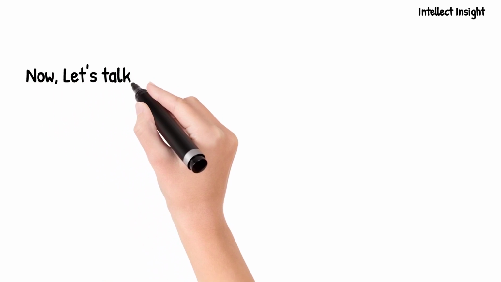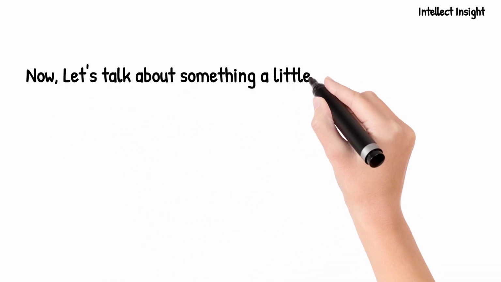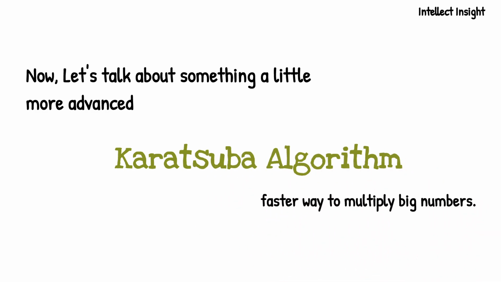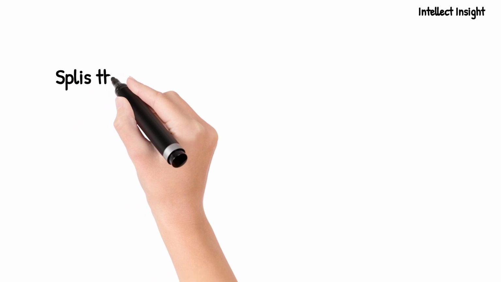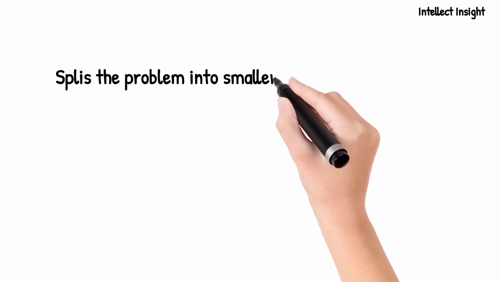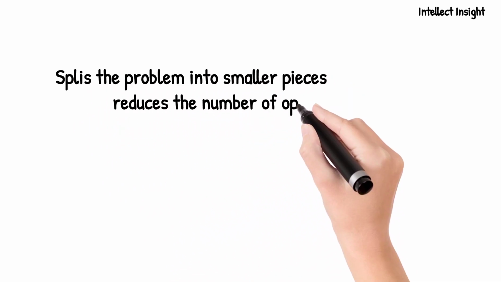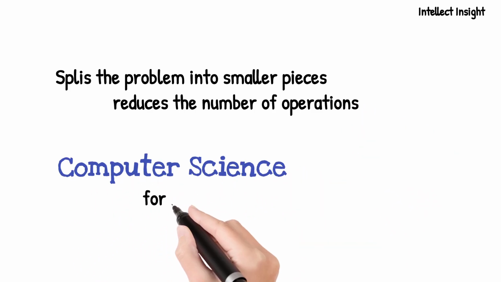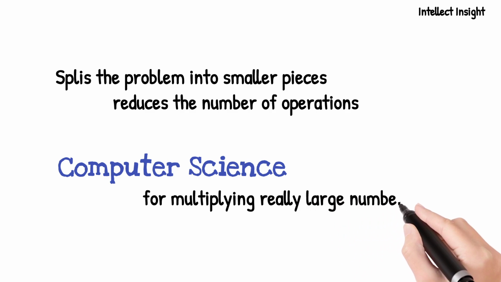Now let's talk about something a little more advanced, the Karatsuba algorithm. This is a faster way to multiply big numbers. Instead of directly multiplying every part, Karatsuba splits the problem into smaller pieces and reduces the number of operations. It's used in computer science for multiplying really large numbers.